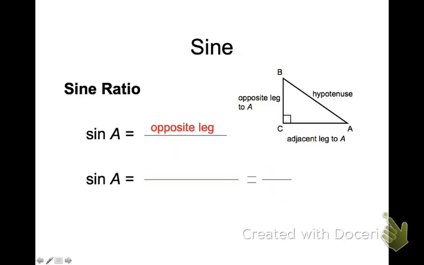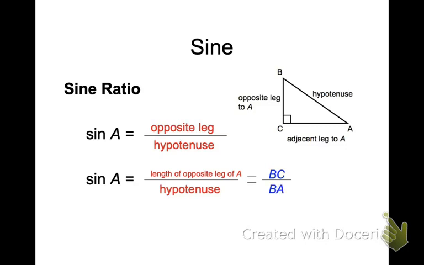Sine is opposite over hypotenuse. So your opposite leg over your hypotenuse. So if I needed to find the sine of A, where again, A is my reference angle, the side opposite of A is still BC, and my hypotenuse is side BA.